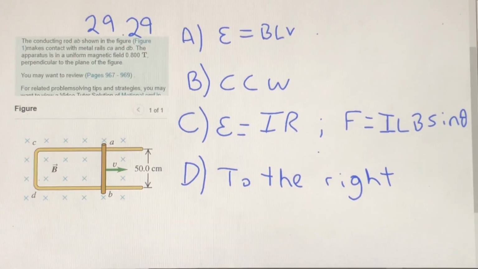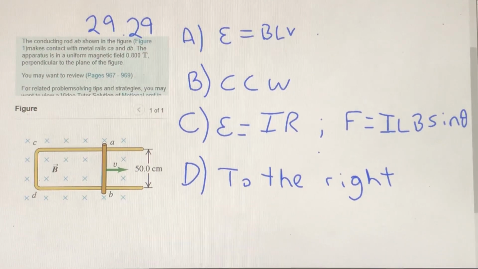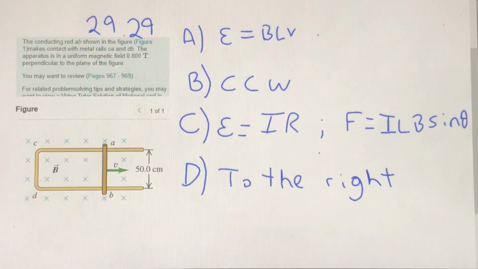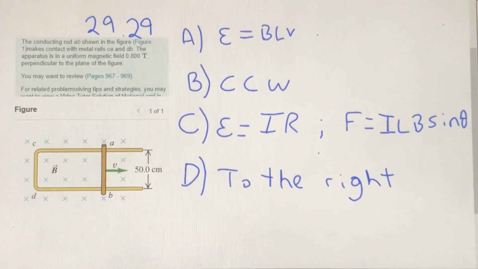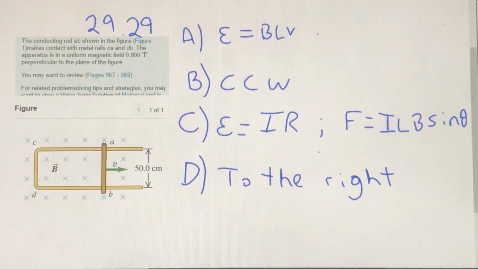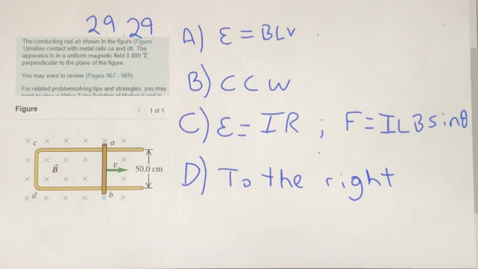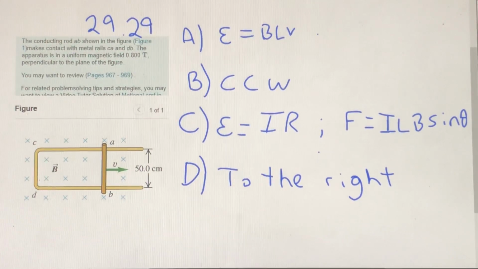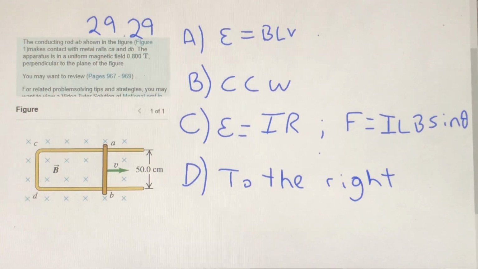C is asking, if the resistance of the circuit ABDC is 1.5 ohms, assumed to be constant, find the magnitude of the force required to keep the rod moving to the right with a constant speed of 7.5 meters per second. Ignore friction.